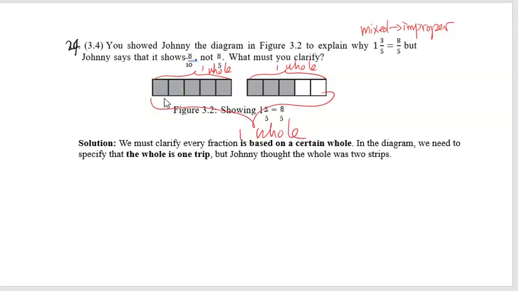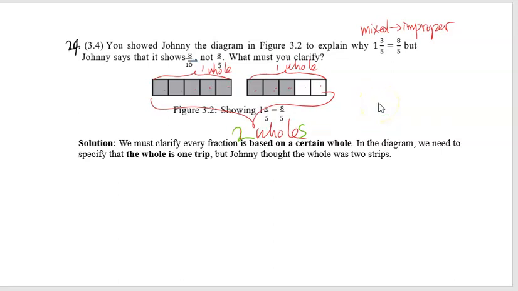1, 2, 3, 4, 5, 6, 7, 8, 9, 10. So 10 parts. And then the shaded part would be 1, 2, 3, 4, 5, 6, 7, 8. So that's why he got 8 out of 10, because he was thinking the whole has 10 parts. But the problem is, it's not one whole. It actually has two wholes in here.